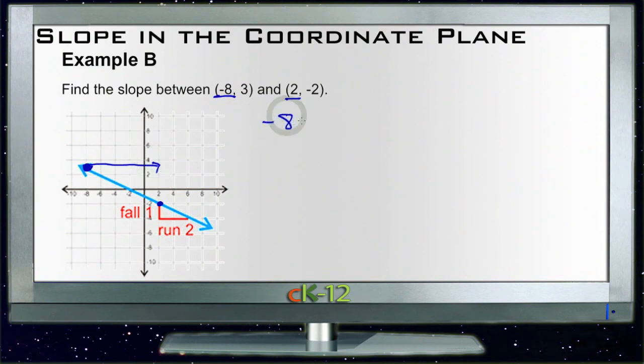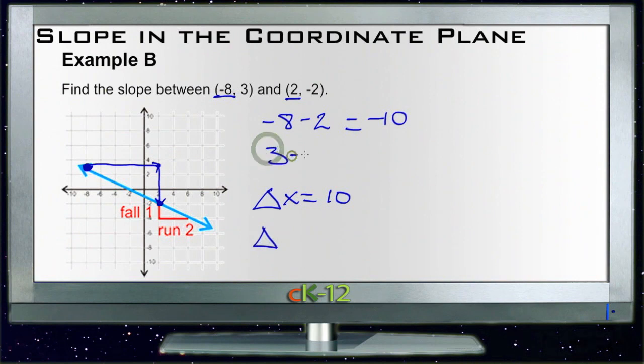-8 minus 2 gives us -10, so we have a difference of 10 units. So our delta x is 10. And then for our y, we're going from 3 down to -2. So our delta y is 3 minus -2, or 5, and it goes down 5.